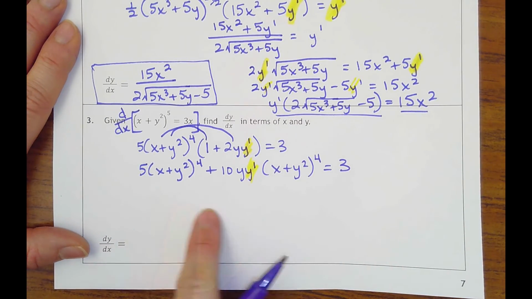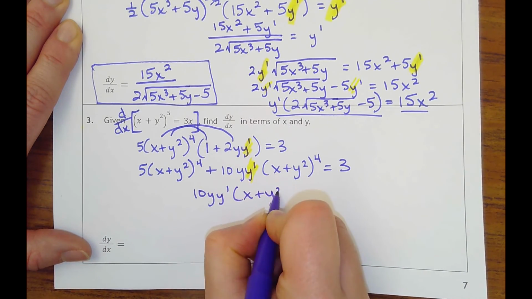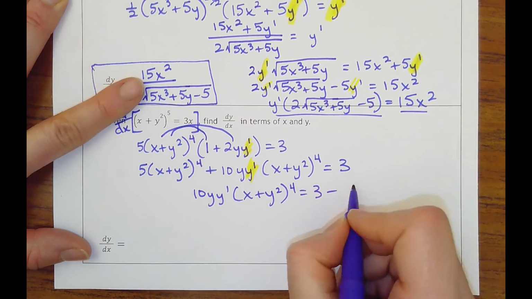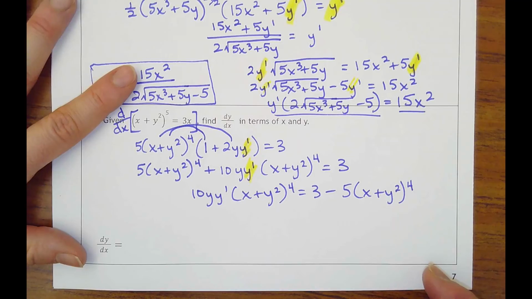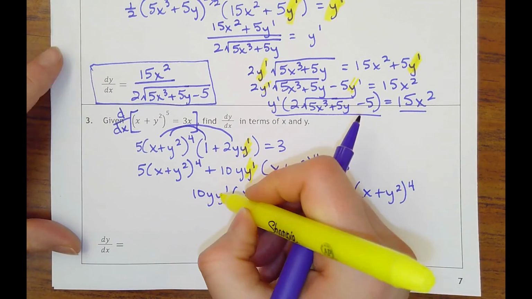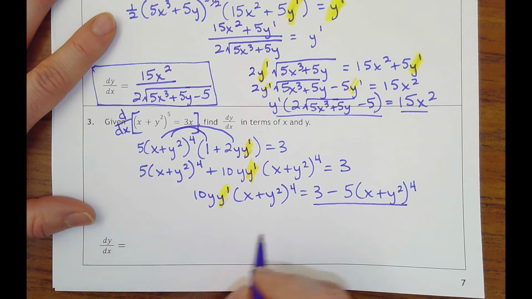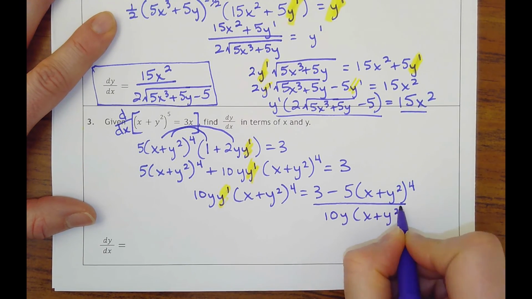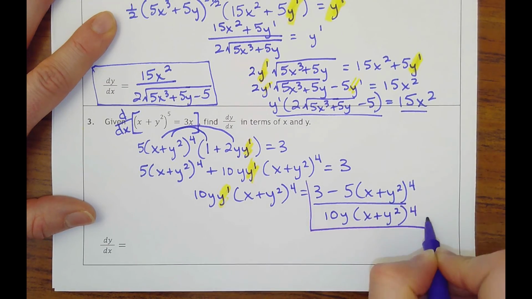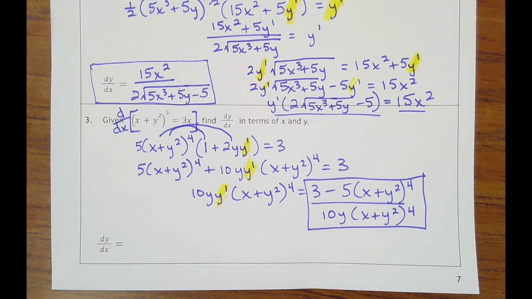So I really only see y prime in one spot. I'm going to move this term over, so it'll be negative. And then I'm going to factor out a y prime, which is pretty easy to go ahead and tell what's left over. It'll be this 10y times x plus y squared raised to the 4th power. And again, all of this is getting some kind of slope formula so that you could plug in an x and a y and be able to get the slope at that specific point.